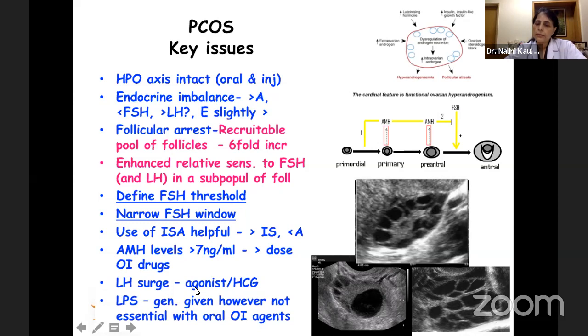Now, what about the LH surge? Well, if you have a picture like this, it's better to give the agonist to prevent ovarian hyperstimulation syndrome. But if you have a picture like this, you can very safely give human HCG, and there's no problem there. So far as luteal phase support goes, again, as I said, since we are putting the patient through all of this, most of us end up giving luteal phase support. However, it is not really essential when you're just using simple oral medication to give additional progesterone during the luteal phase.